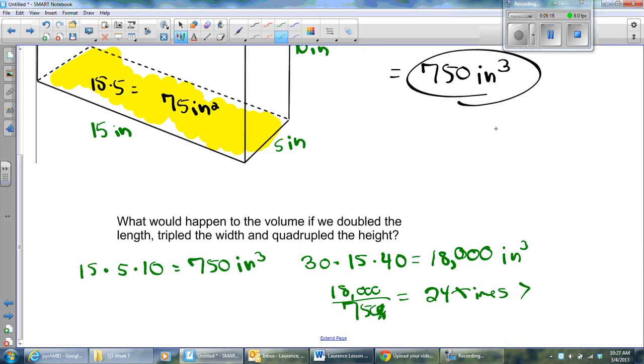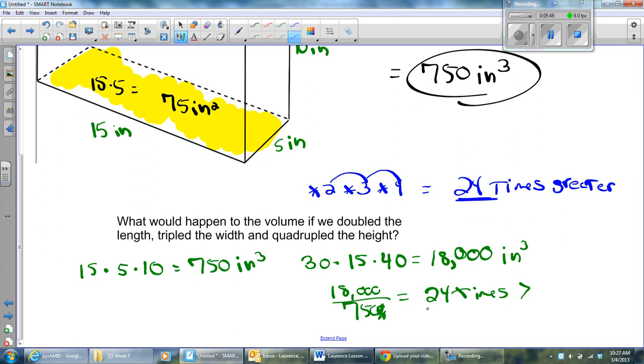Okay, now again, there's an easier way to do it. What would happen to the volume if we doubled the length? That's times 2. Tripled the width, that's times 3. And quadruple the height, that's times 4. And 2 times 3 is 6, and 6 times 4 is 24 times greater. It increases by a factor of 24. So notice we get to 24 this way, or we get to 24 that way. I personally think the blue way is simpler, but you do it the way you understand it best.